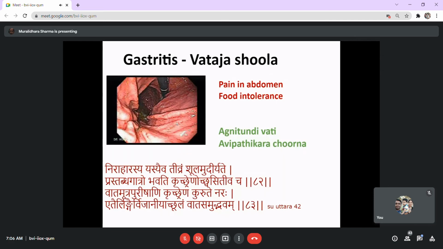Nirahara sesiva tigram shulam udiriyate. Even in the nirahara condition, there will be pain. And in that condition, what we usually see is what we call erosive gastritis. Multiple erosions are seen, quite commonly in the antral or prepyloric area. This is typical of Vataja Shula, and the usual treatment preference in that condition is Agnitundi or Avipattigara Churna. That's how we prefer to treat that condition.